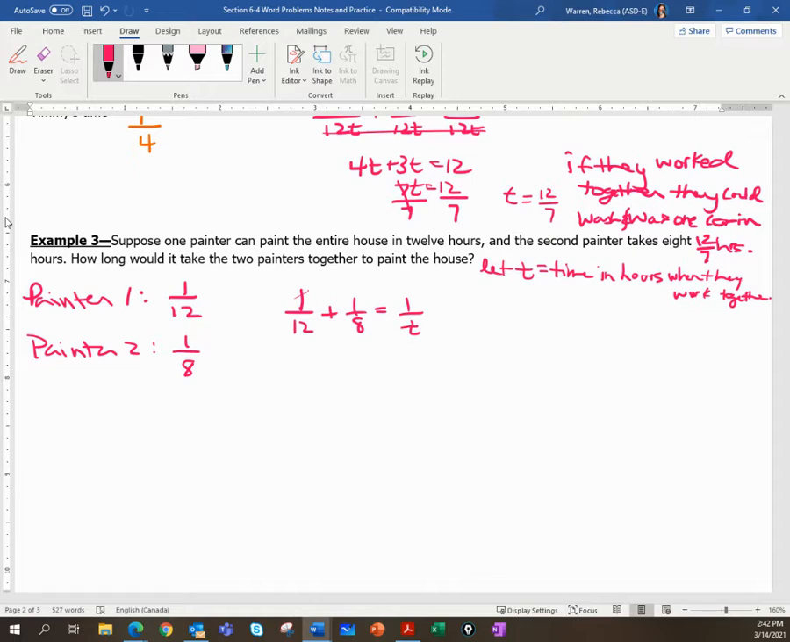Okay, so again, you'll find that lowest common denominator, get everything over the lowest common denominator, and then follow your steps for solving. And you could break 12 and 8 down into their factors to help you find that lowest common denominator. All right, I hope that helps.